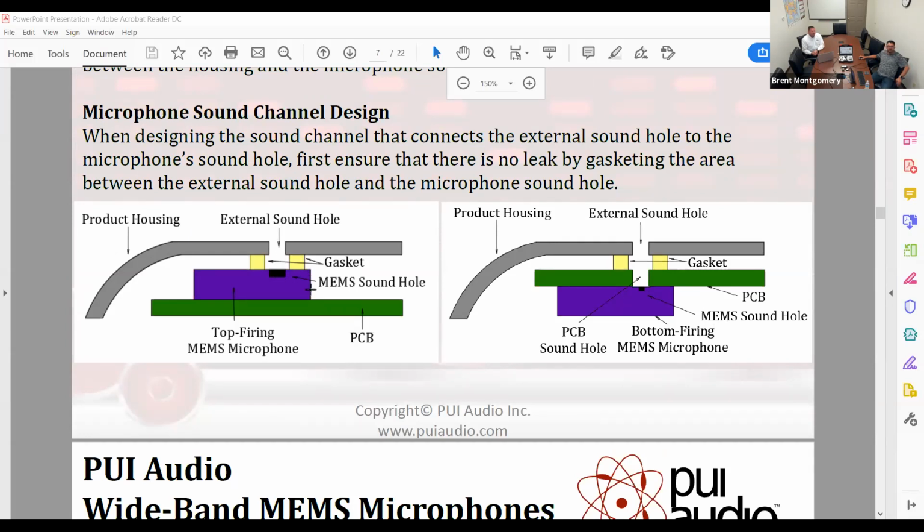And also, sometimes a speaker can vibrate a PCB and that can make its way back into the microphone. Where if the PCB on a bottom firing is starting to vibrate, that sound is going to be really directed into the microphone. And it's really hard to gasket that because it's directly connected. So if you have a product that's going to contain a speaker, especially a speaker nearby, I would probably go with a top firing because they're easier to isolate from the PCB.